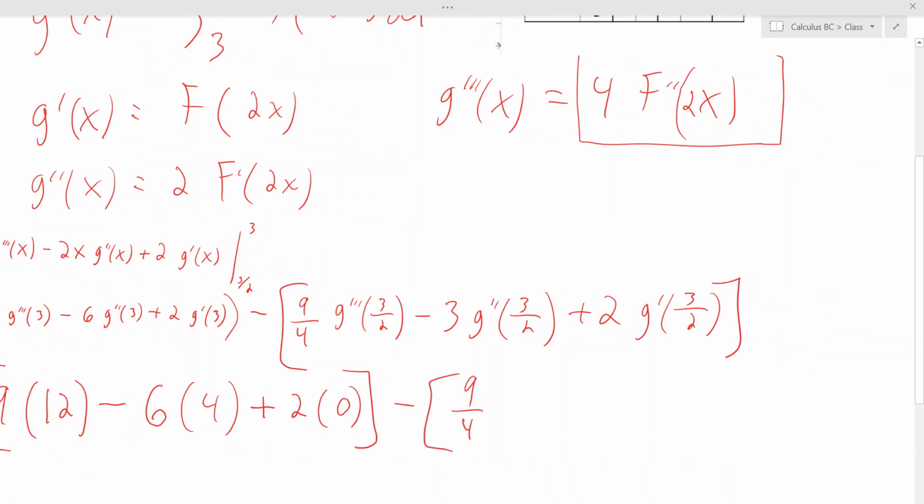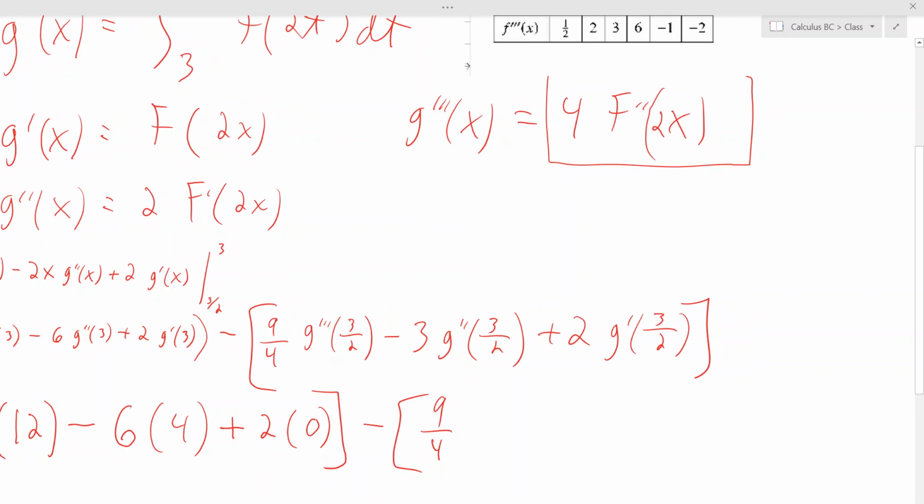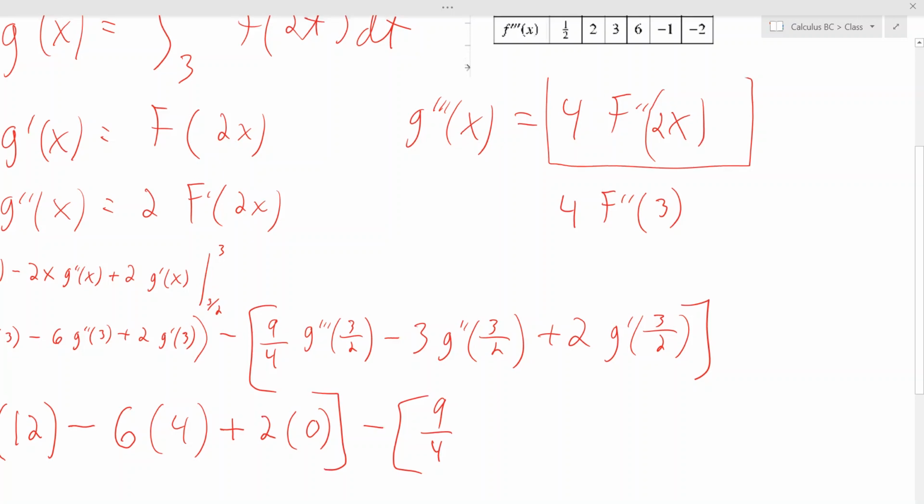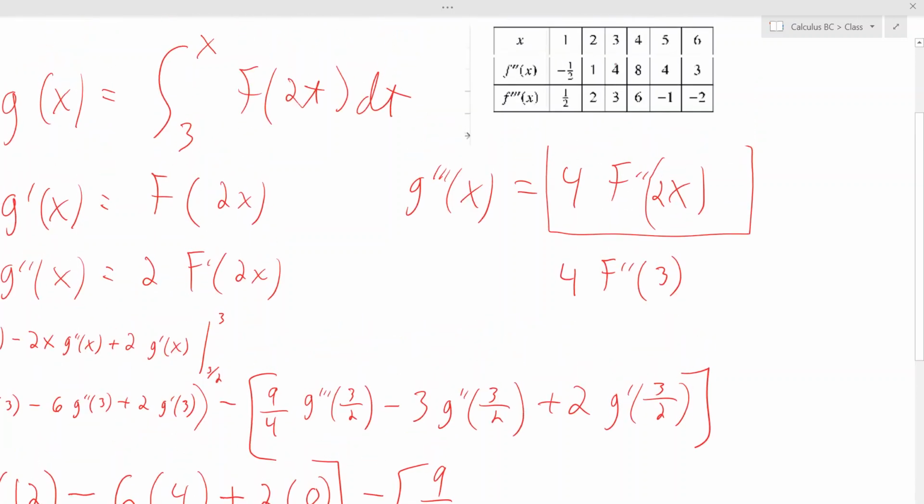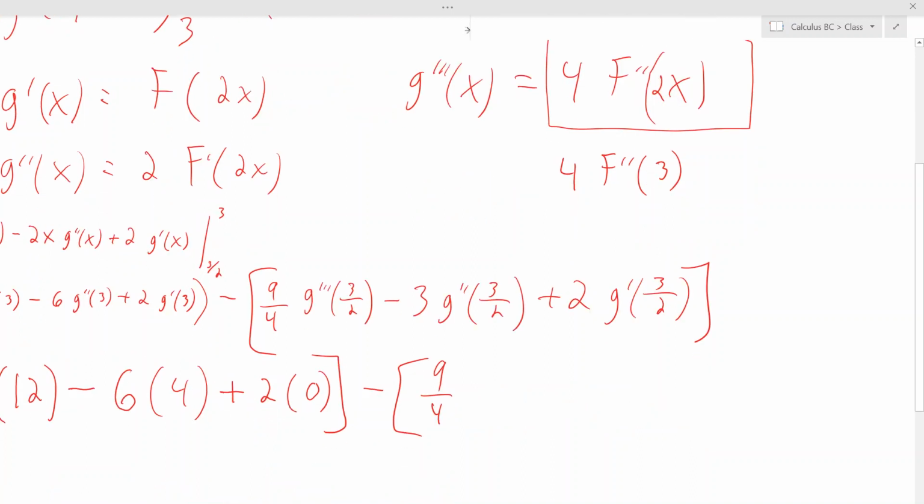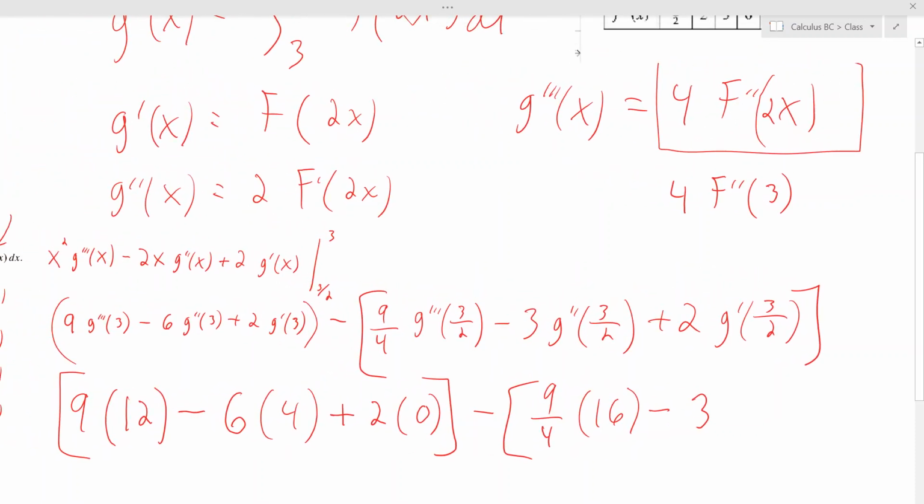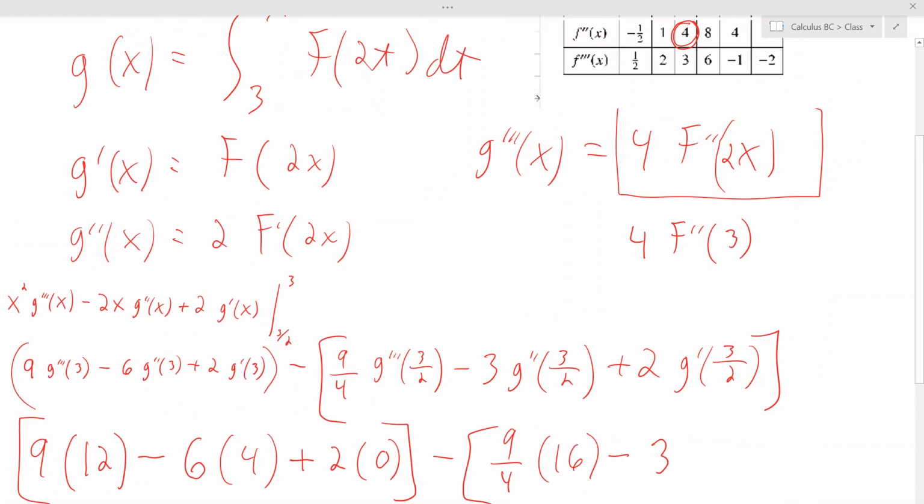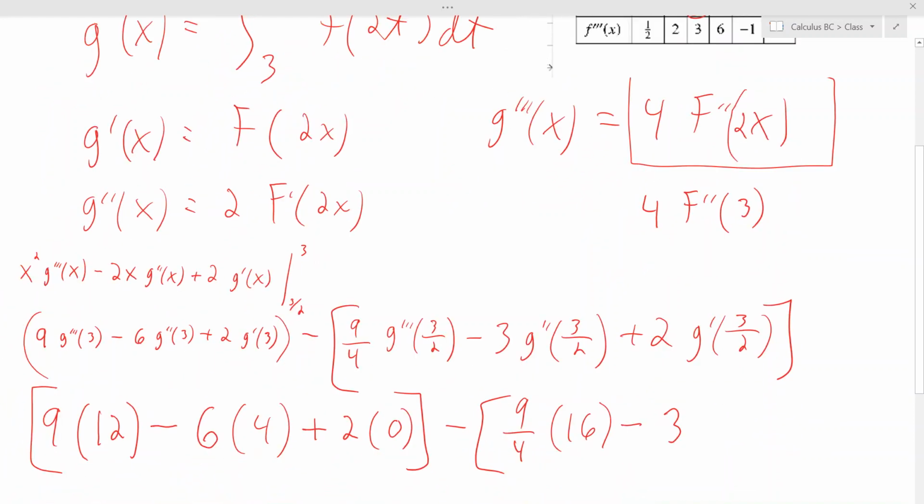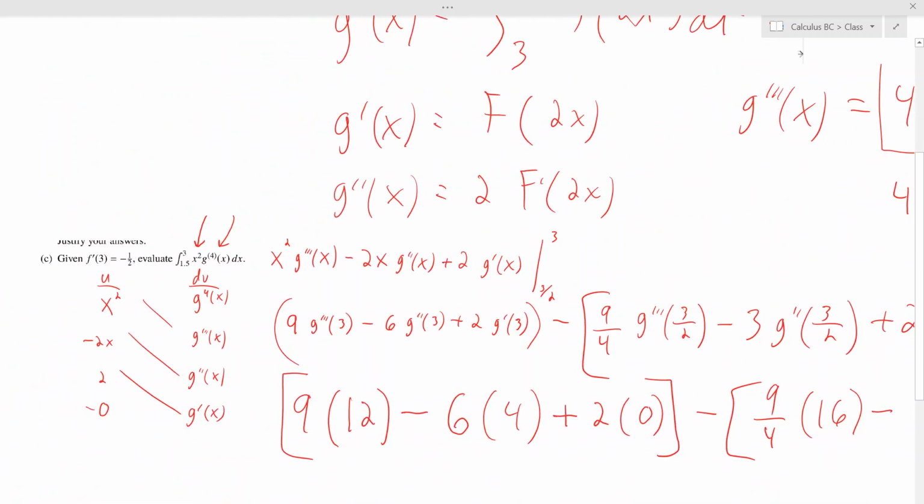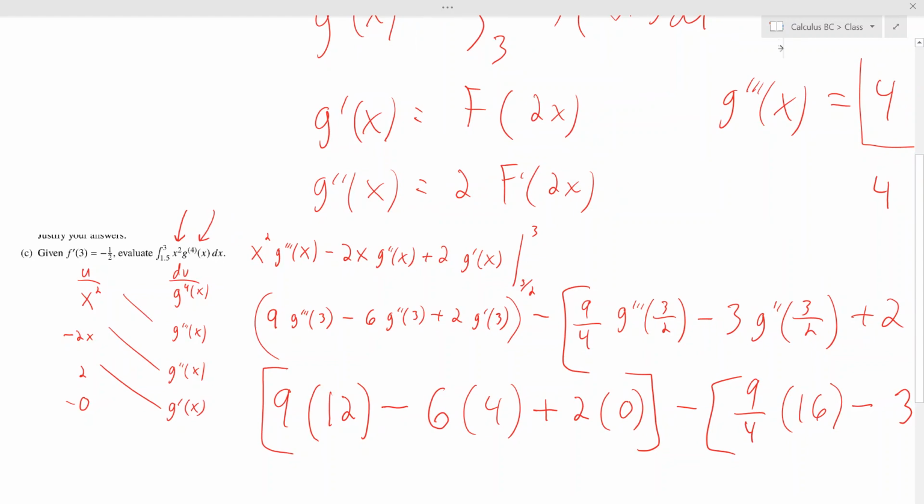Minus 9/4 g triple prime of 3 halves is 4 times f double prime of 3. F double prime of 3 is 4. So it's 4 times 4, which is 16. Minus 3 g double prime of 3 halves. G double prime of 3 halves is f prime of 3 times 2. Well, f prime of 3, they don't give me in the table, but they told me f prime of 3 is negative a half. They told me that over here in part C.